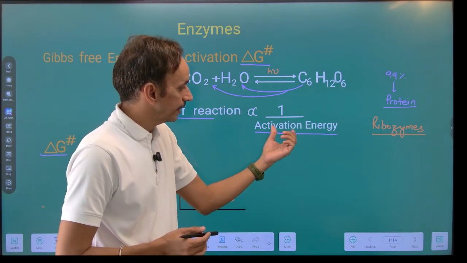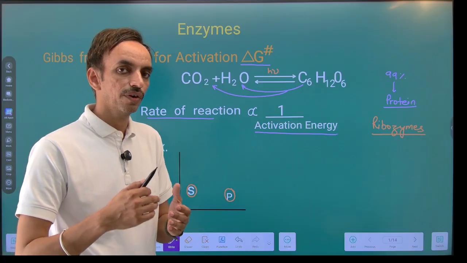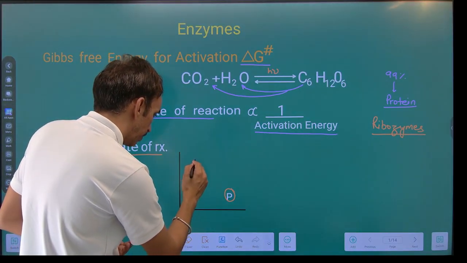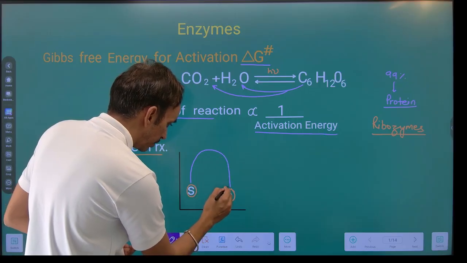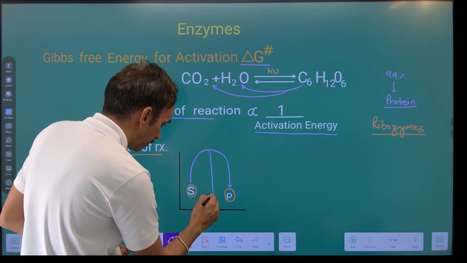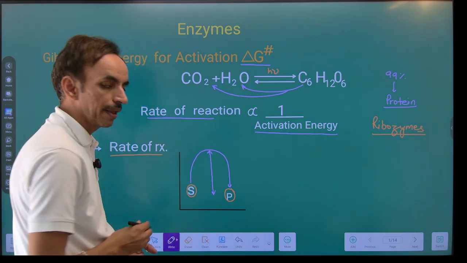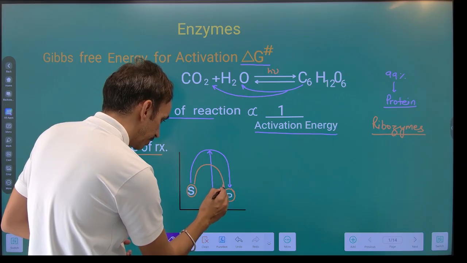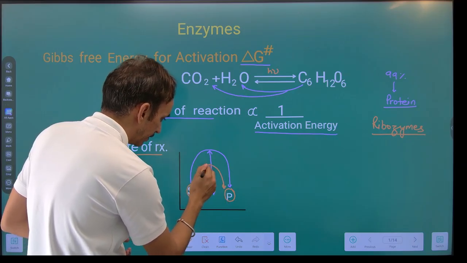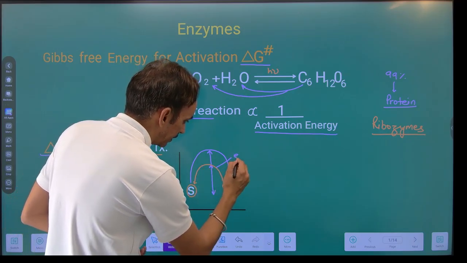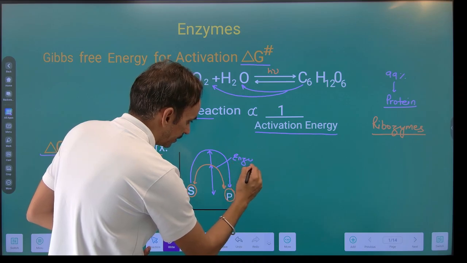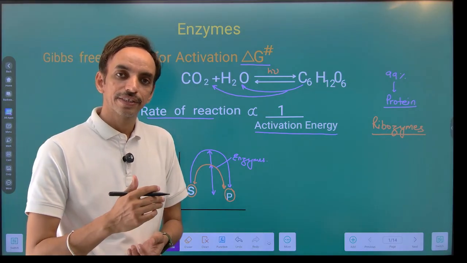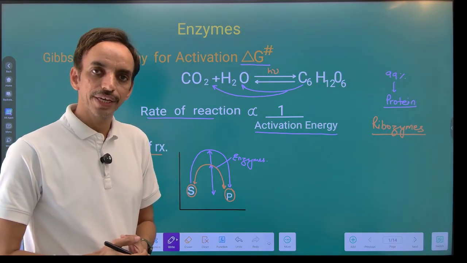Let us try to understand this activation energy and the effect of enzyme on it. First, there is a conversion of this substrate into the product. It requires this much activation energy. While in the presence of enzyme, the conversion requires only this much activation energy. So we can say that enzymes decrease the activation energy and thus increase the rate of reaction.